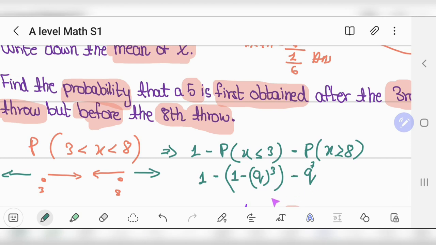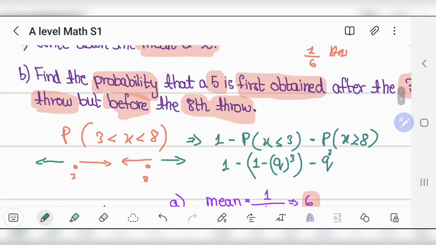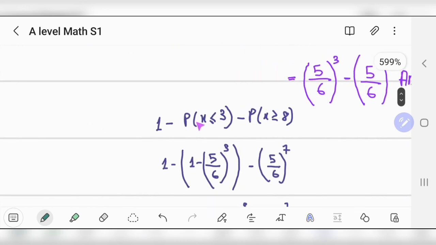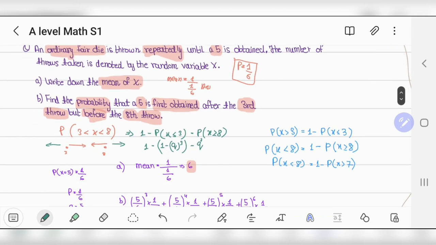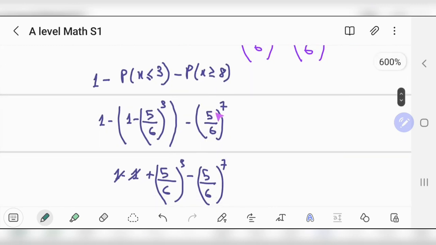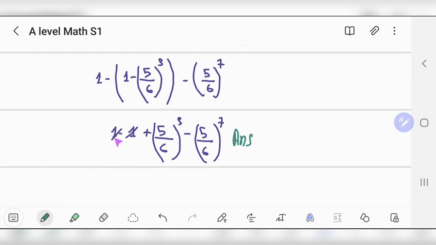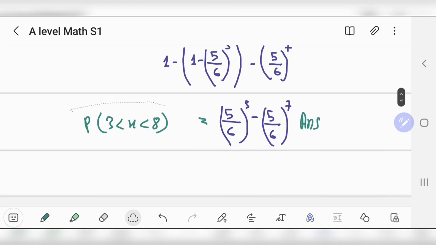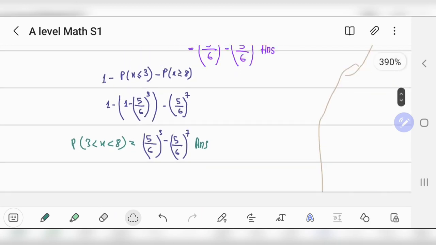7. Okay, so this is the answer, and this is how you write it down. So 1 minus 5.6 to the power 3, which I've showed you, right? Yeah, 1 minus 5.6 to the power 3, and then minus 5.6 to the power 7. I've just done it directly. 1 is cancelled out, and this is the answer. Okay, so this is the answer for having x between 3 and 8 of probability.